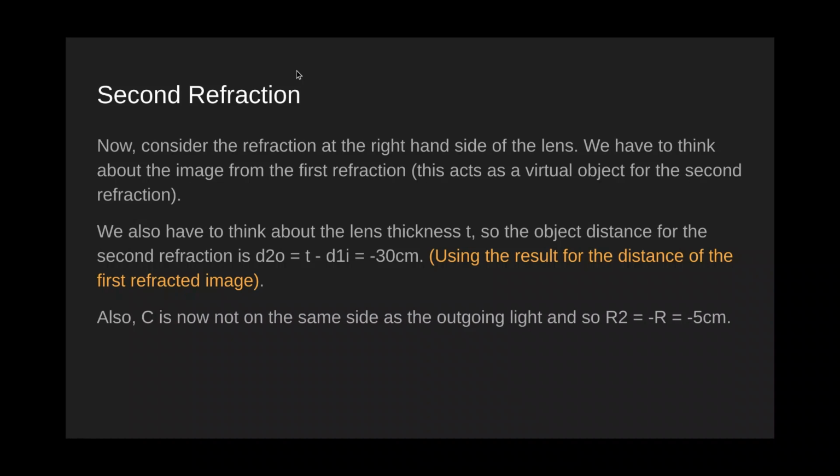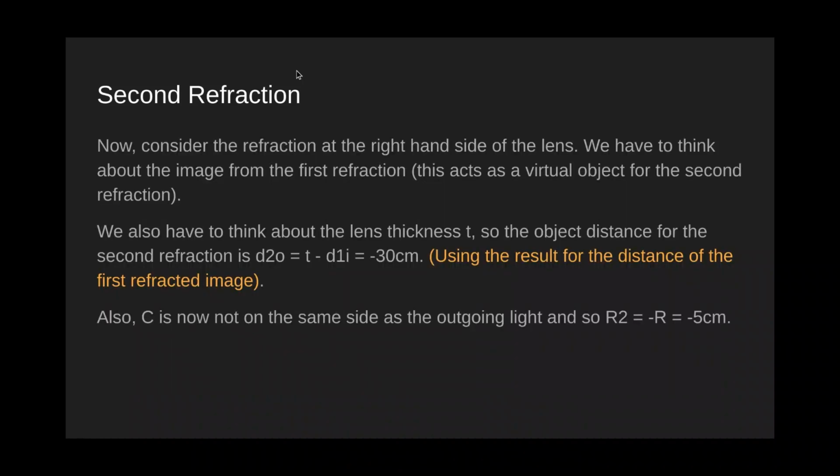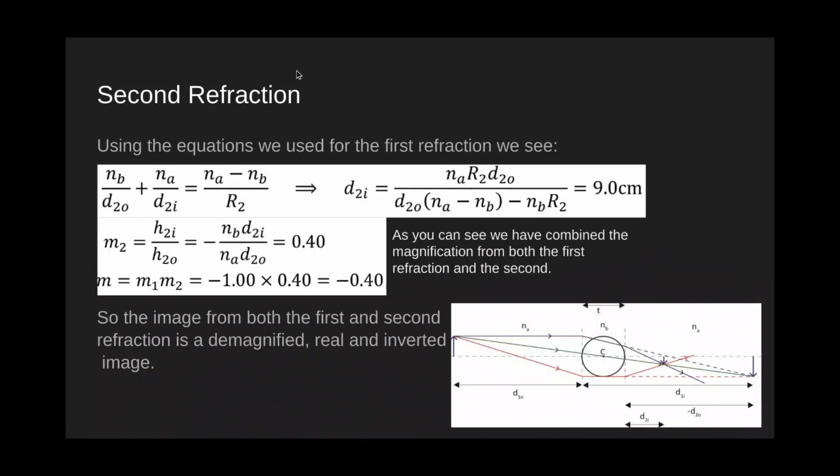Then we also see that C is not on the same side as the outgoing light, as you can see in this diagram here. And so R2 equals minus R equals minus 5 centimeters. Then applying this to the equations we've got from before, we rearrange them and put our numbers in. We see that the image has a height of 9 centimeters. It has a magnification of 0.4.